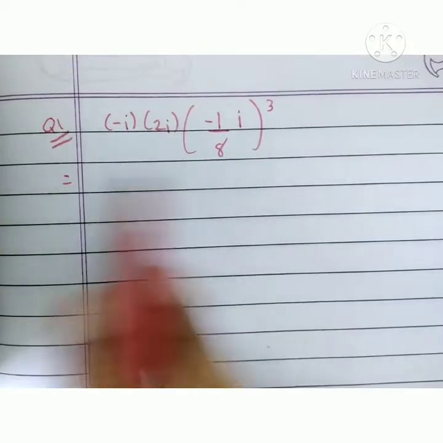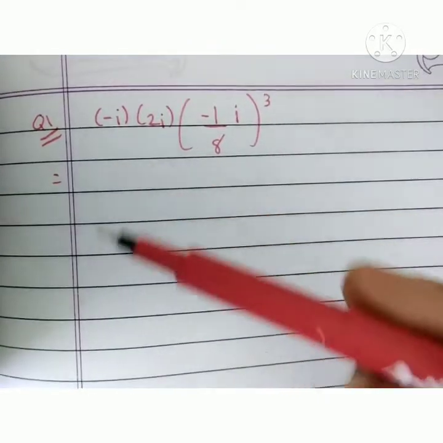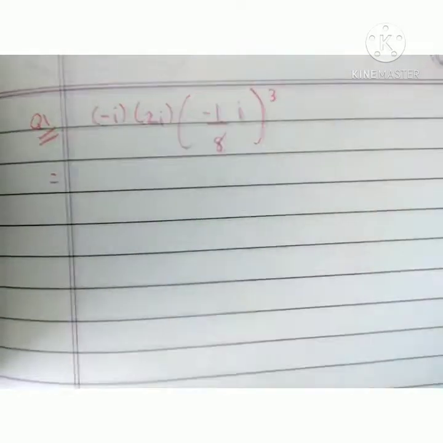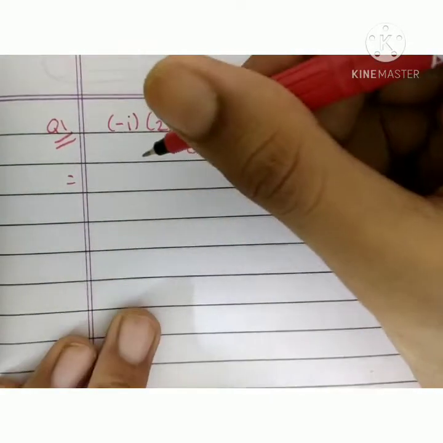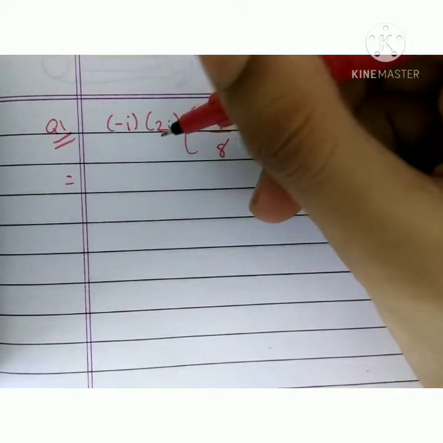See, for solving this kind of question, I don't know what other teachers teach, but I would suggest that the best method is that you first put all the numerical coefficients together and all the iotas together.